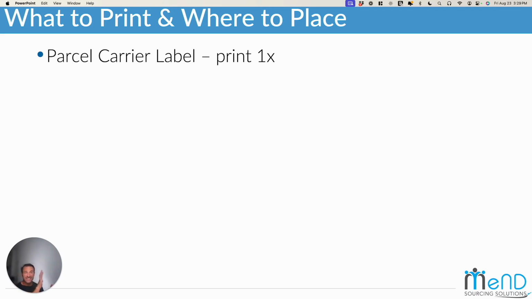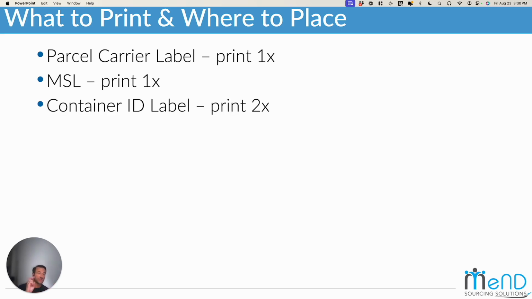That's going to go on the exterior container. You're going to print out one of the MSLs, which is another label. That's going to go on the exterior container. Print one of those. You're going to print out two of the container ID labels. That's what we do. We print out two, and I'll talk about where you place both of those.